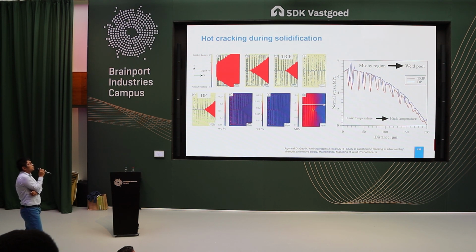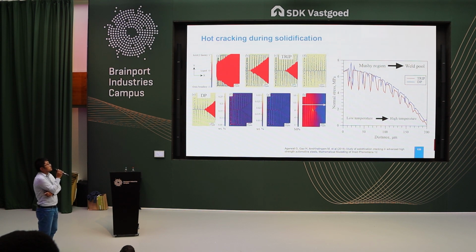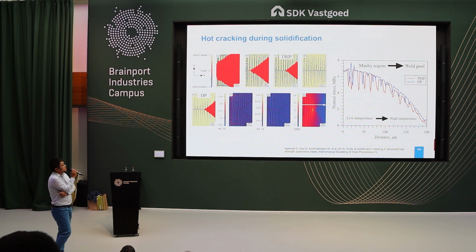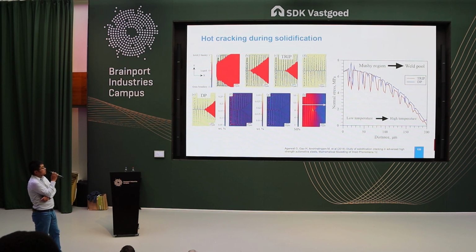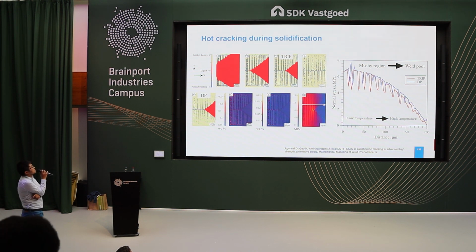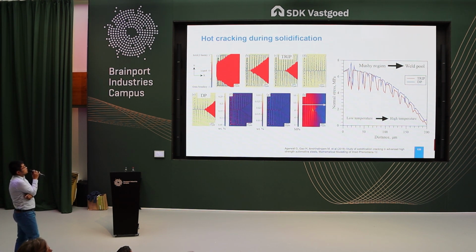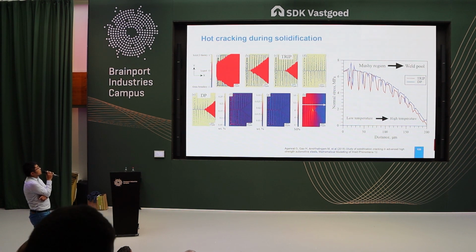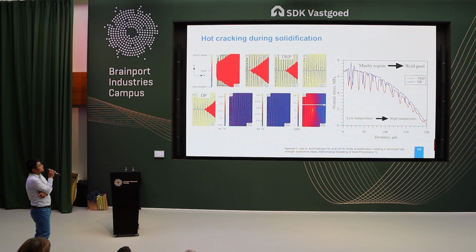And all the models I talked about before are based on finite element modeling. Here we also have work on phase field modeling. So we model the microstructure evolution during solidification. On the first row, you can see this is for a TRIP steel. We model at the tail of the weld pool how the liquid becomes solid.